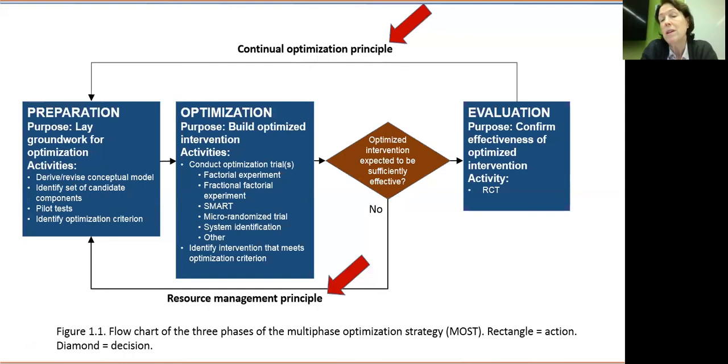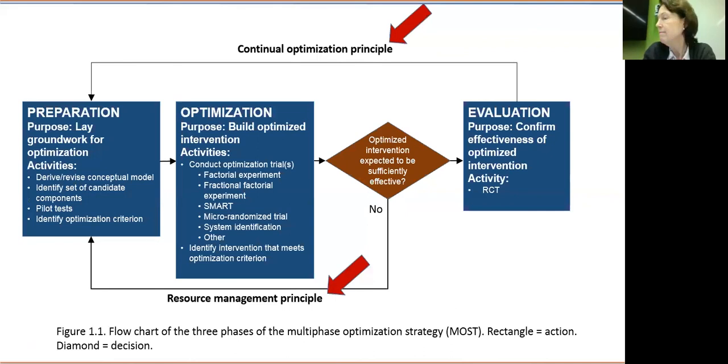Instead, go back to the preparation phase, revisit your conceptual model, identify a new set or a new partial set of candidate components. You might have had a couple components that you liked that did move the needle, but just not enough. And go back and start again at the preparation phase and then conduct another optimization trial. That seems to me like a much better use of the taxpayers' money at that point than going ahead to an RCT. So it'd be really nice to have the possibility of that branching point.